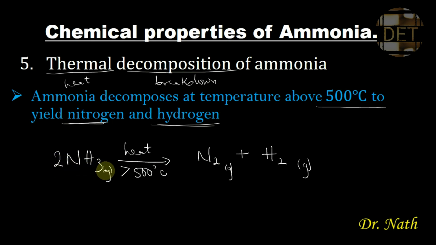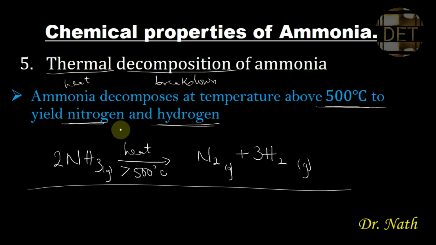So there are 2 times 3 hydrogen here, which is 6 hydrogen, and we have only 2 hydrogen here. So to make it balance, we'll put 3 here to make it 3 times 2, which is 6. So 6 hydrogen, 6 hydrogen, 2 nitrogen, 2 nitrogen. So this equation is balanced. The main important thing to know here is that when ammonia is heated to a temperature above 500 degrees Celsius, it will break down to form nitrogen and hydrogen.